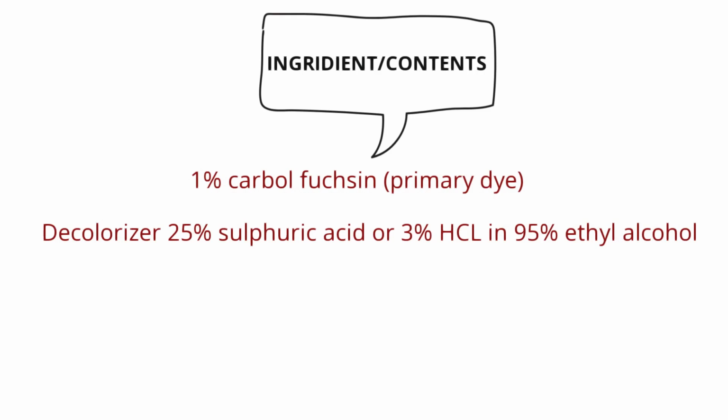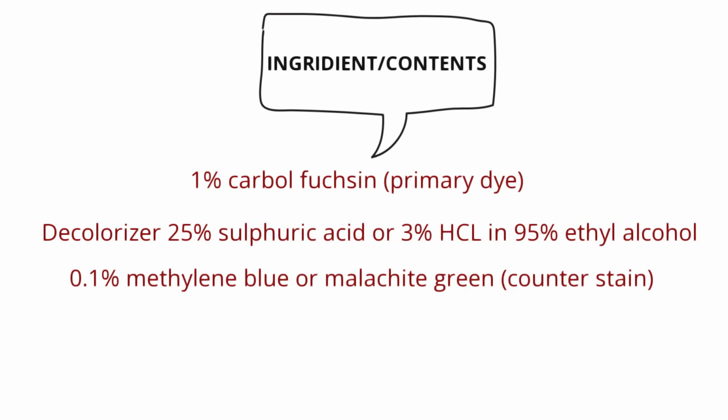But also we have the decolorizer, which is commonly 25% sulfuric acid, or acid alcohol, and acid alcohol is a mixture of acid and alcohol. Here we can use 3% hydrochloric acid and 95% ethyl alcohol to make acid alcohol for the purpose of decolorization.